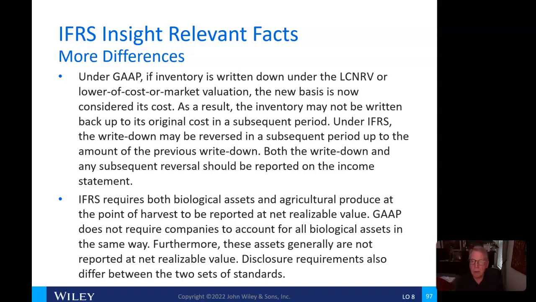IFRS also requires biological assets and agricultural produce at the point of harvest to be reported at net realizable value. GAAP does not require companies to account for all biological assets in the same way. Furthermore, these assets generally are not reported at net realizable value. Disclosure requirements also differ between the two sets of standards.